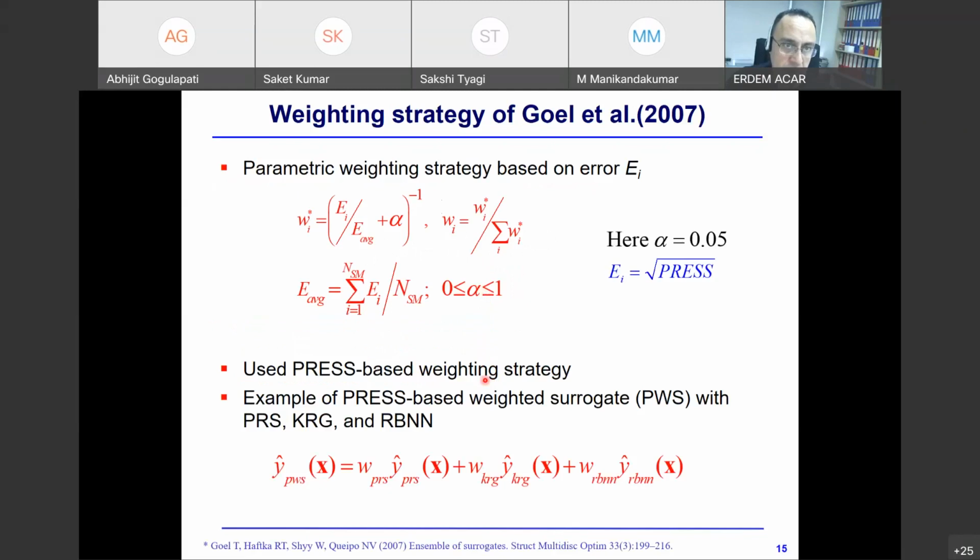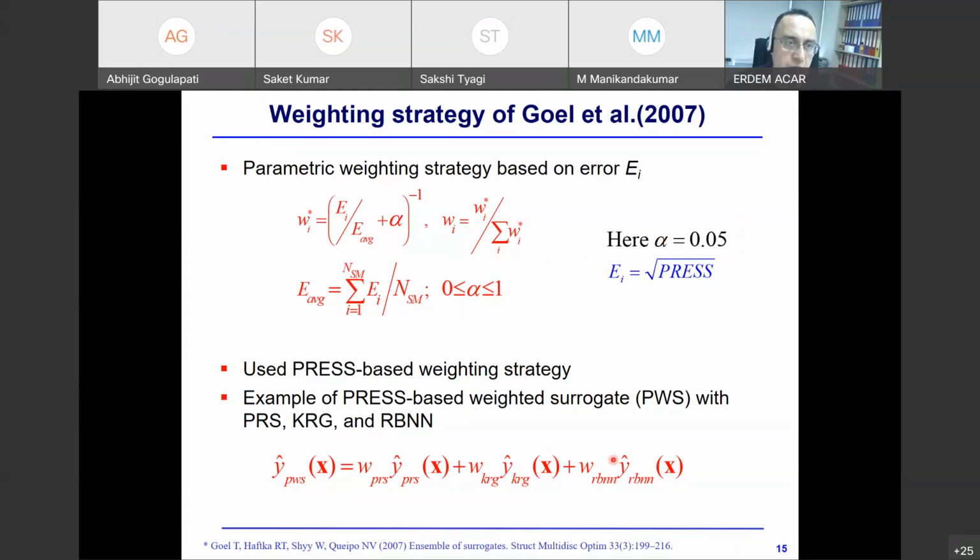The weighting strategy of Goel in 2007 is based on a parametric weighting strategy, and over there they used PRESS error, predicted sum of squares. And in this formulation, they have this alpha value, which is selected based on experience, and they have found that 5% alpha performs well.